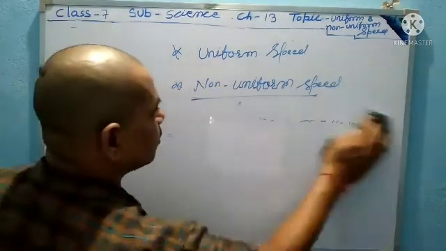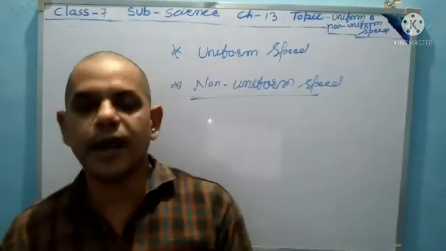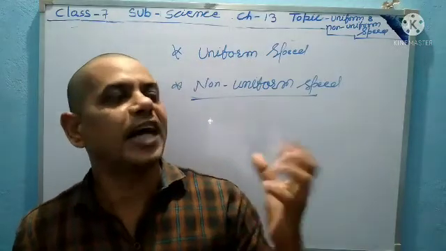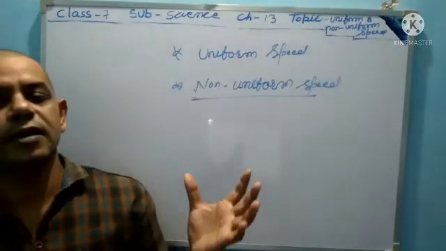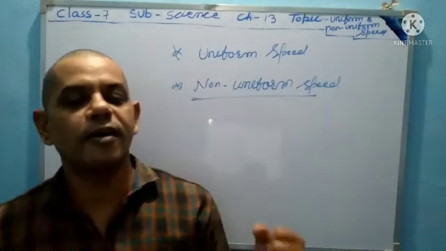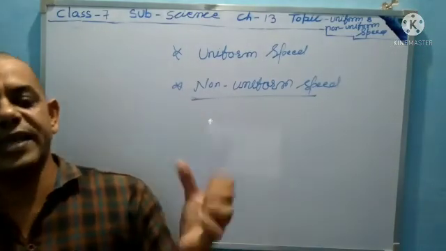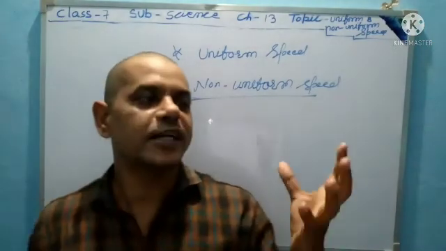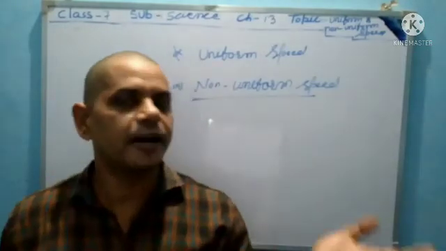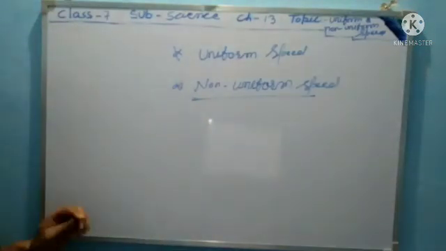Now another way I will explain. If an object covers equal distance in equal intervals of time, then the distance-time graph of the object is a straight line. On the x-axis and y-axis, one side is taken as distance and the other side as time. The body is moving with uniform speed.